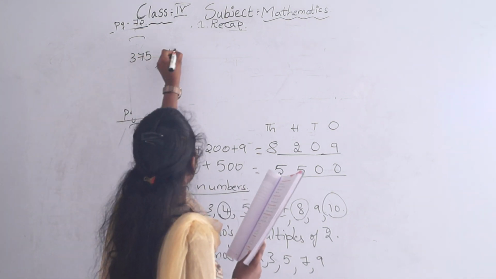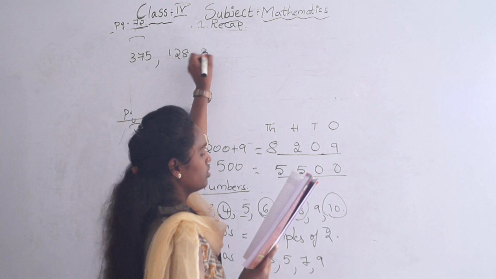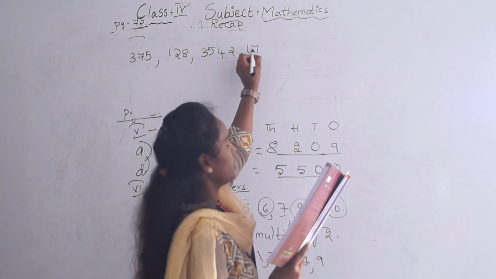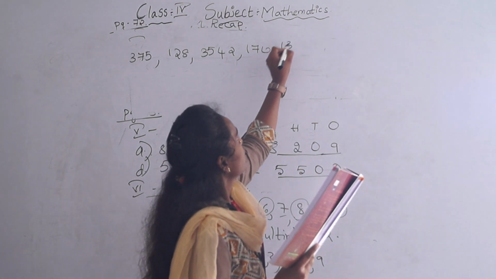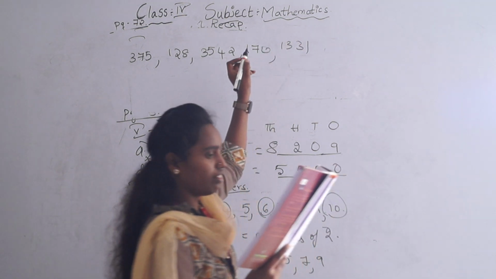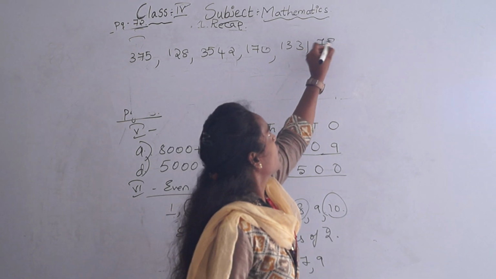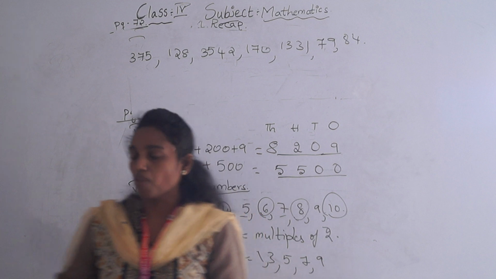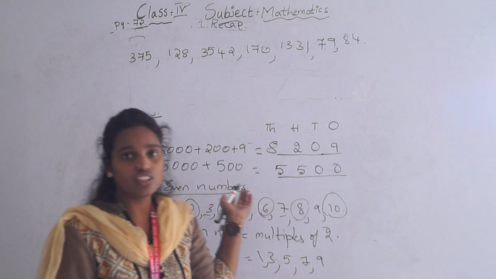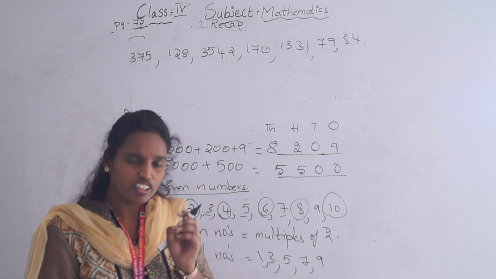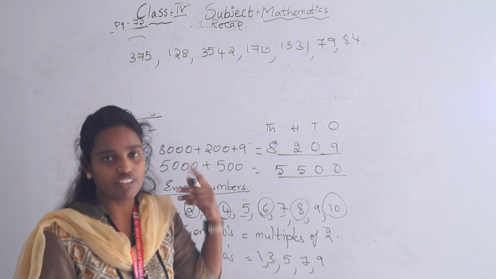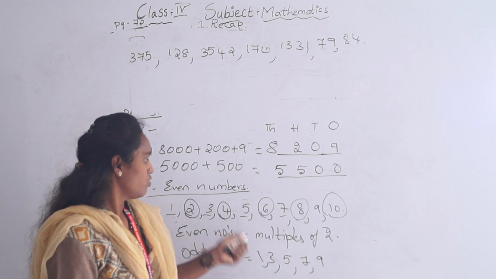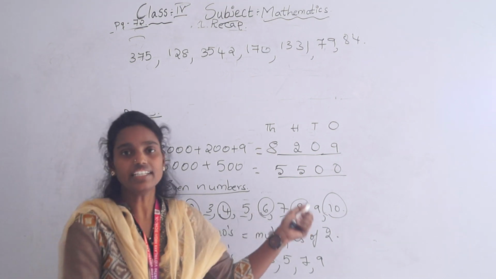375, 128, 3542, 170, 1331, 79, 84. Children, don't think, Amma, these are so many numbers, teacher. Don't worry. You can find very easily what the even numbers are. How? You know the even numbers, no? What are the even numbers? 2, 4, 6, 8, 10.